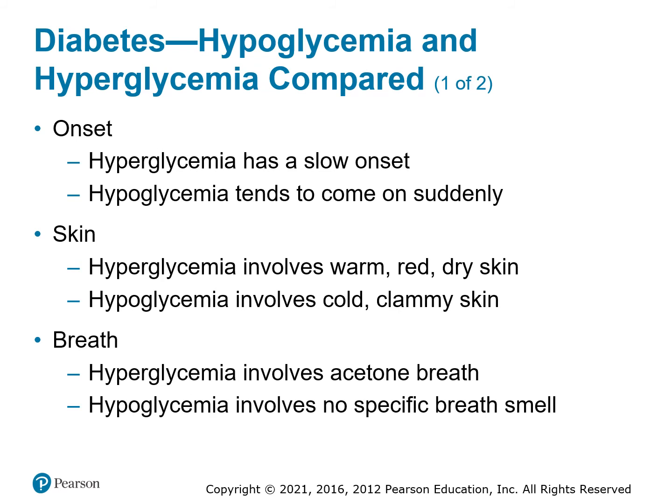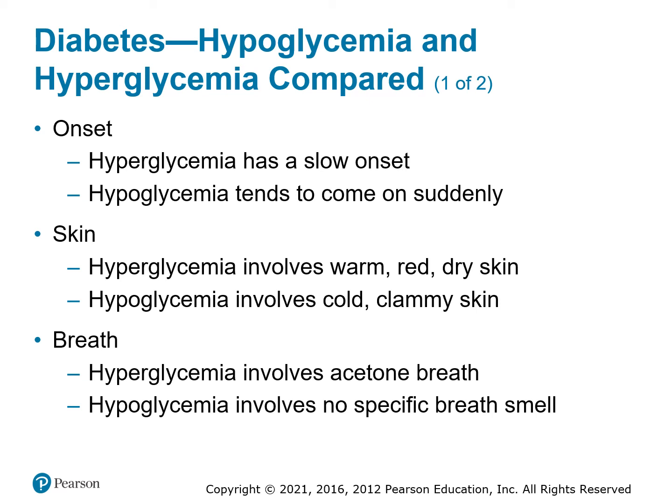Here's a quick guideline on comparing hypo and hyper. So hypo is going to come on suddenly. Remember, it's going to be acute. Low blood sugar, they're not getting enough blood sugar, maybe too much insulin, and they're going to look shocky. They're going to be cold, clammy skin. They may not have any specific type of odor or smell because there's no sugar permeating off of their body.